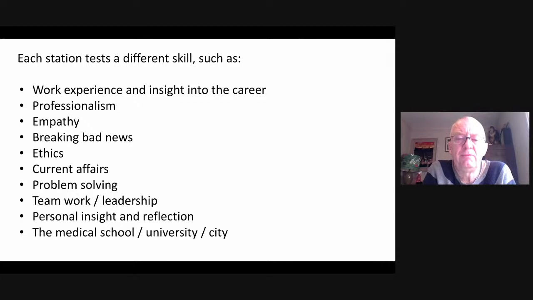Personal insight and reflection, we said, what do you know about the job? You have to know what you're getting yourself into. You're really excited about it. You've heard about the ups and the downs, but you still really want to do it.